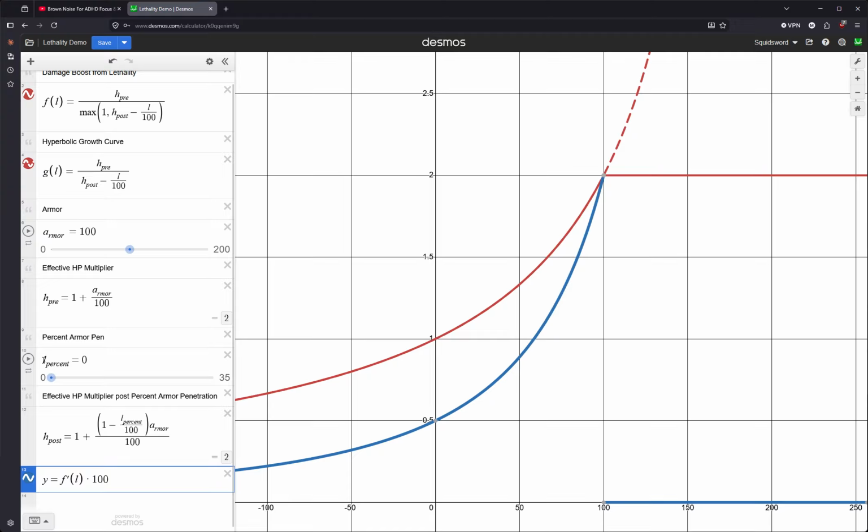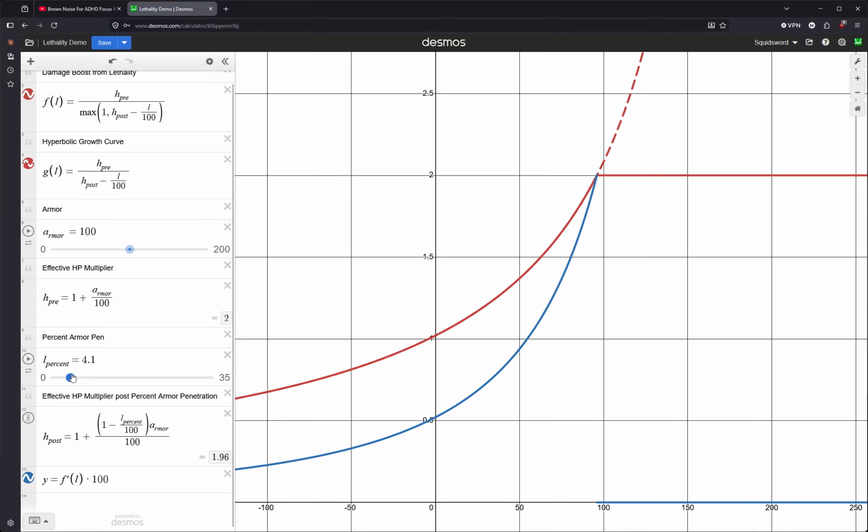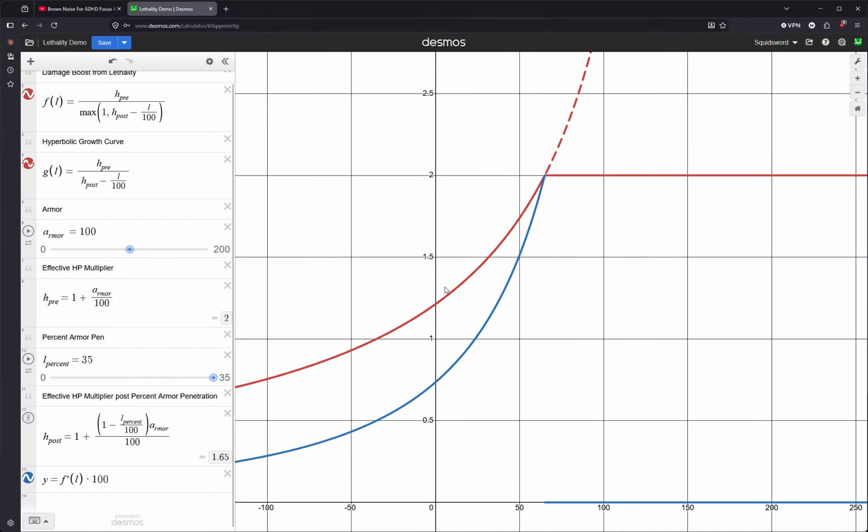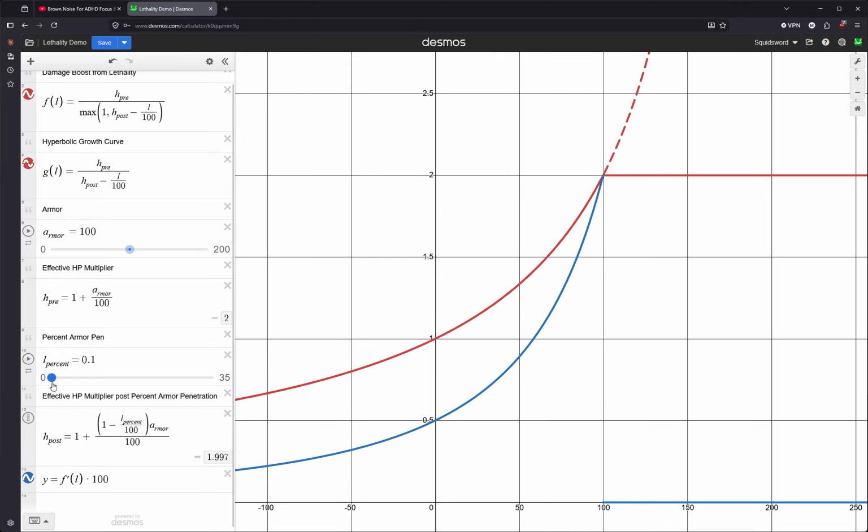It's even better if you have percent armor pen. It makes the amount of lethality you need to explode your damage much lower. You can see you need a lot less lethality to reach much higher values in this curve. You can think of percent armor pen as a Rabadon's for lethality. It's a good way to think about it.